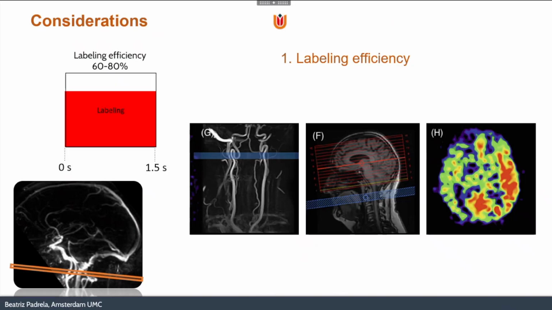So what you can do, if you can, is acquire a previous scan just to know where the arteries are and how they are. You can then lower the labeling plane down, or at least, if not, you need to take into account that if you get one of these scans where half of the brain has lower perfusion, that is not because the patient has some problem, but just because the arteries are tortuous. So these are just practical considerations that you can take into account.